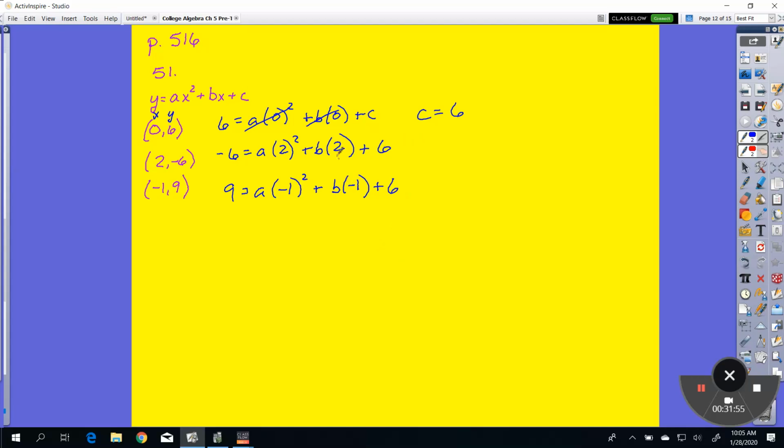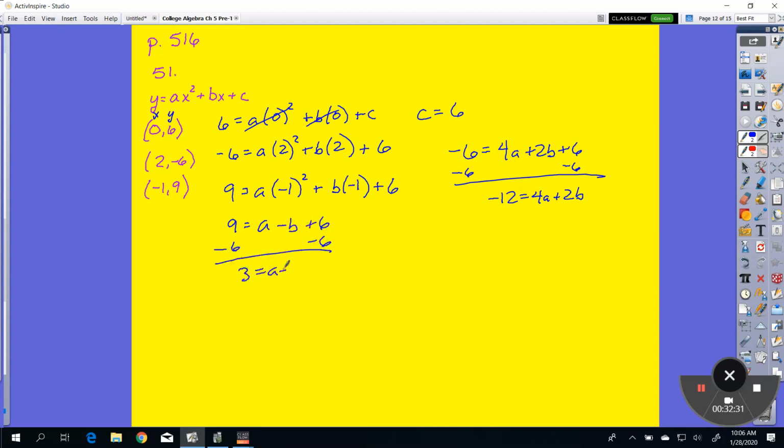So now I'm going to work with these 2 equations, and I'm going to simplify them down. 2 squared is 4, so I have negative 6 equals 4a. So negative 6 was the beginning. 2 squared is 4, so 4 times a. 2 times b, plus 6. So I'm going to minus the 6 over. I get negative 12 equals 4a plus 2b. Now on the bottom one I have 9. Negative 1 squared is 1, so 1 times a is just a. b times negative 1 makes negative b, plus 6. So now I minus the 6. So I have 3 equals a minus b.